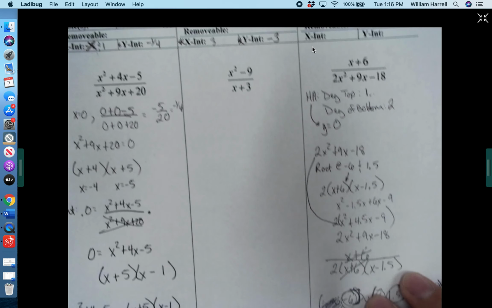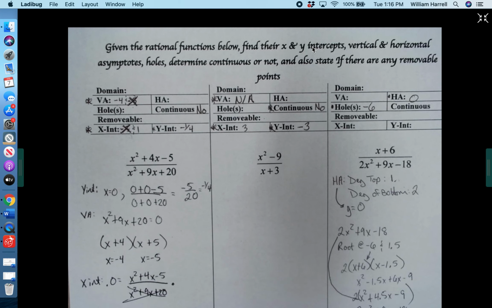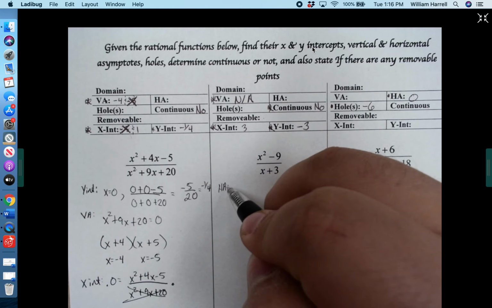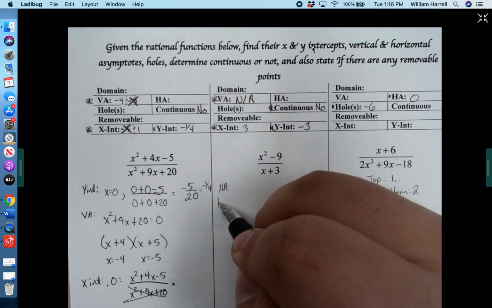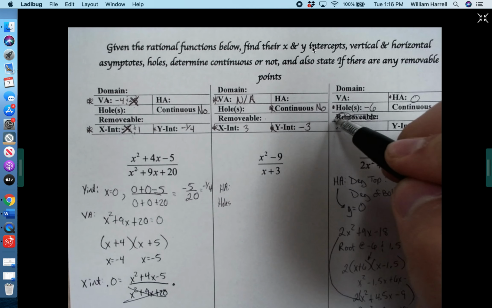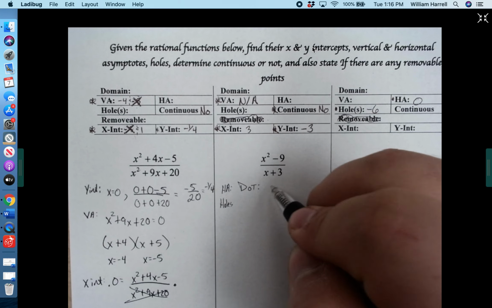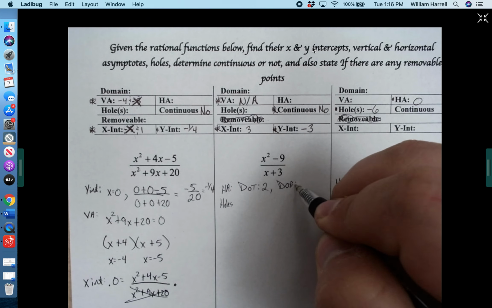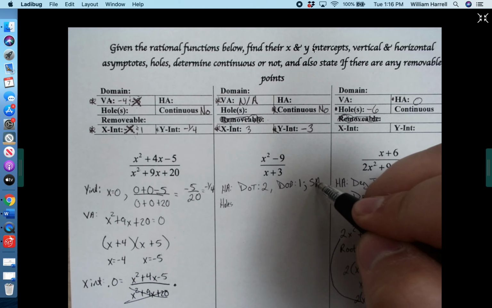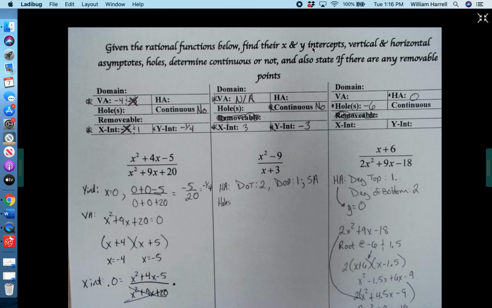Alright, so let's go through here and do this middle one together. Horizontal asymptote, and then holes. Again, holes, removable, essentially the same thing, so don't worry about that. Degree of top is 2. Degree of bottom is 1. Therefore, I have a slant asymptote on this one. Again, if the degree of top is greater than your bottom, you're going to have a slant asymptote.